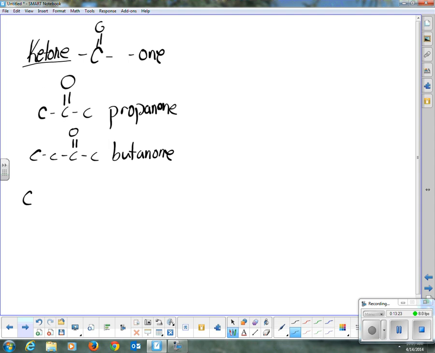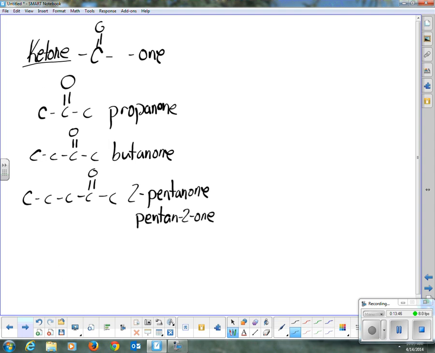But after that, when we start getting to 5, we need to tell where it's coming off. So again, if it's just that one ending changing, we can put it in the front, so it can be 2-pentanone. But if there's more than one ending changing, then remember you put it inside right in front of it, so it would be pentan-2-one.